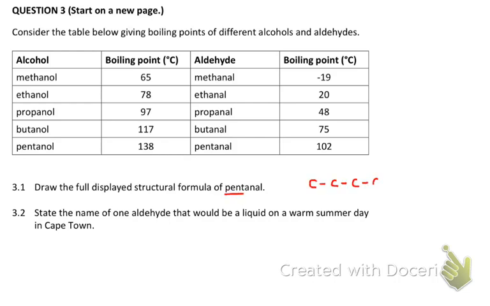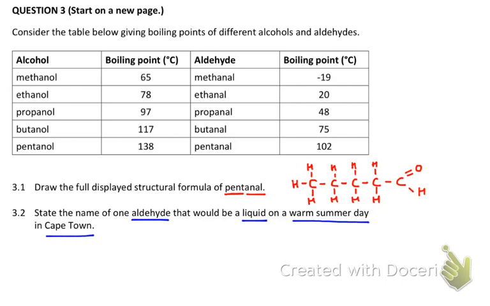Let's start with the pent. That means a carbon chain that's 5 carbons long. There we go. And then the suffix -anal, meaning that there's an aldehyde functional group, C double bond O, H on a terminal carbon, and then we just put in the hydrogens on each of those carbons. So that's the full displayed structure of pentanal.